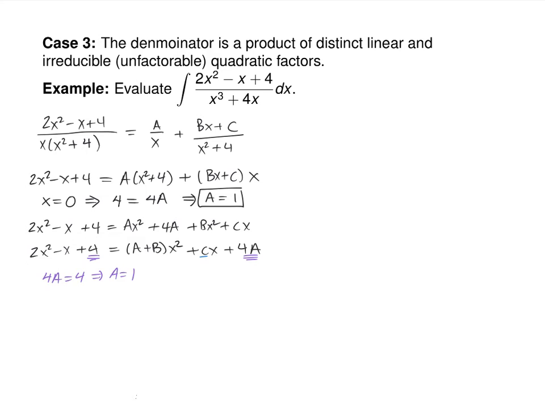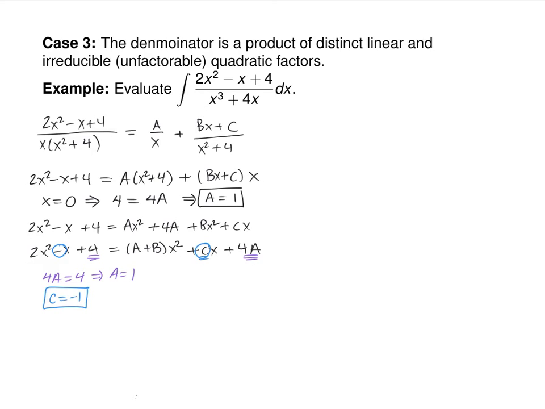Notice that this c is the coefficient of the x. What is the coefficient of the x on the other side? -1. So therefore c has to equal -1. You see the matching coefficients? Like a's and b's are numbers, right? The coefficient of the x part has to equal the coefficient of the x part on that side. For them to be equal, they must be the same.